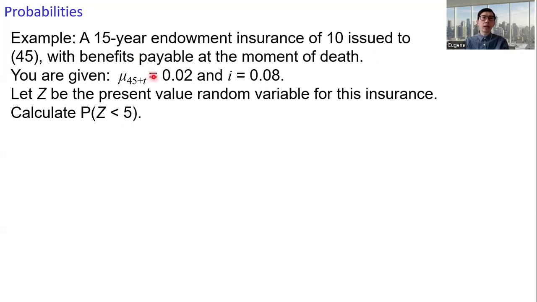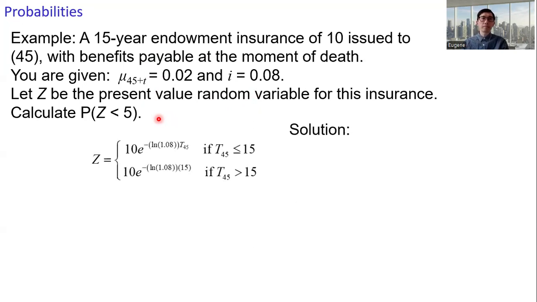Given that the force of mortality is 0.02 and the interest rate is 8%, Z is the present value random variable for this insurance. We want to calculate the probability that Z is less than 5. This is a continuous insurance, the PDF of Z. If T45 is less than or equal to 15, then Z equals the death benefit 10 times the present value factor. Delta is the natural log of 1 plus i.